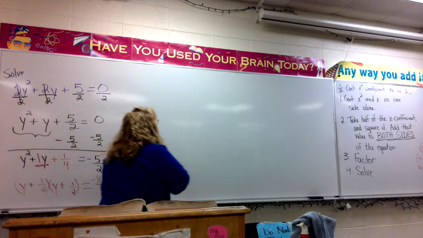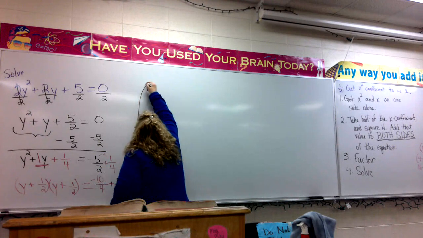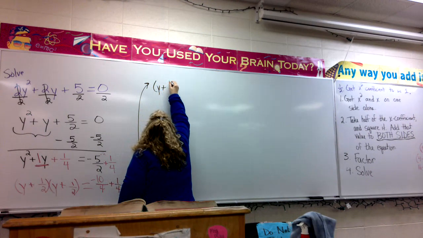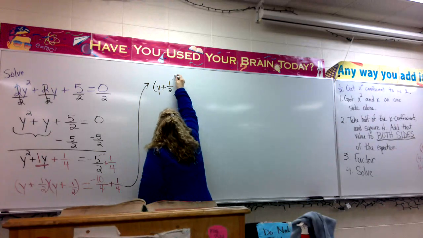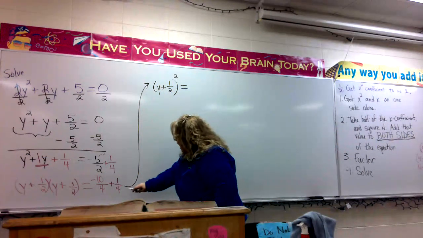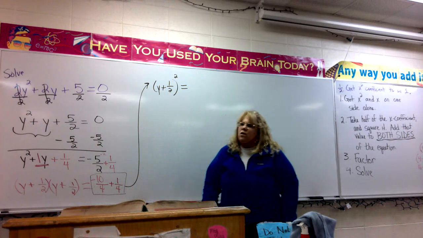So here's what I have, I think. On the left side, it looks like I have a y plus 1/2 and another y plus 1/2. That's y plus 1/2 squared. On this side, I have -10/4 plus 1/4.